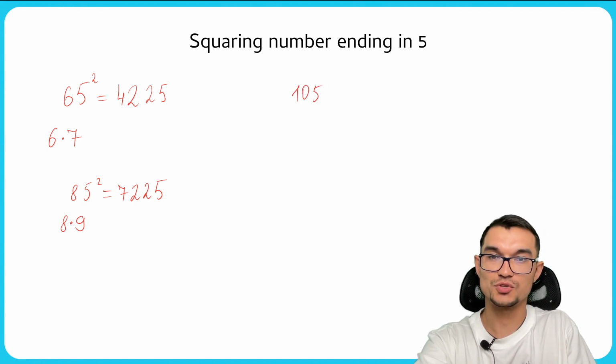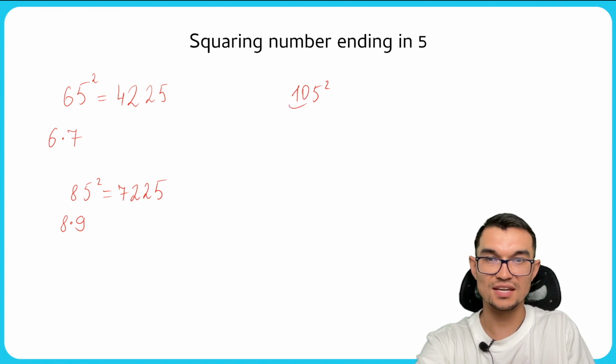It actually works with 3-digit numbers too. Let's, for example, square 105. We take 10 and then multiply it by 11, which is 110, and then put 25 in the end. So 105 squared is 11,025.